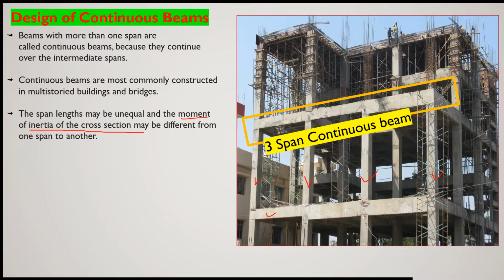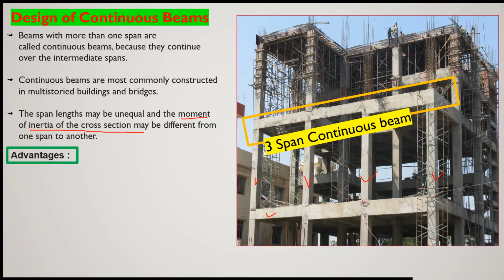From this figure, we can say that all the spans, span number 1, span number 2, span number 3, are of equal length, but they can vary also. So this is an example of a 3-span continuous beam. It may be 4-span, 5-span or multi-span.